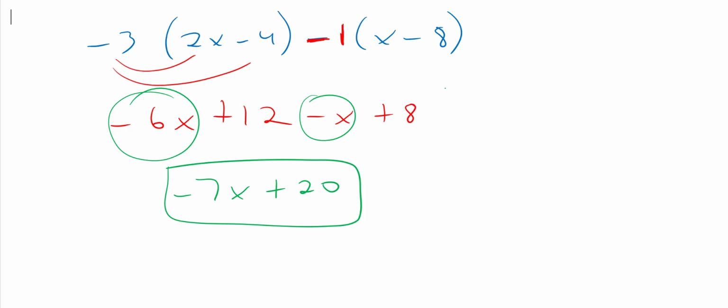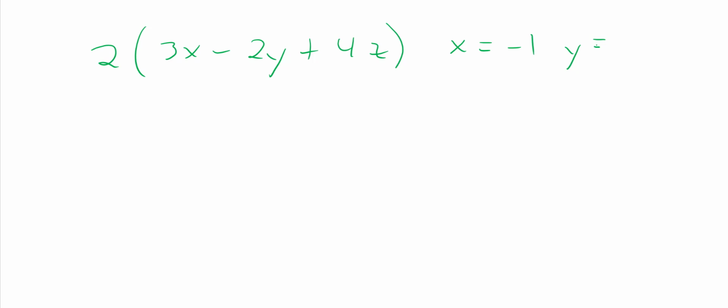Okay, so I just want to cover one more thing just because I have your attention here on this video, another evaluating problem. So if I said 2 parentheses 3x minus 2y plus 4z, and I want you to evaluate when x equals negative 1, y equals negative 2, and z is equal to, let's just say 3. Okay?